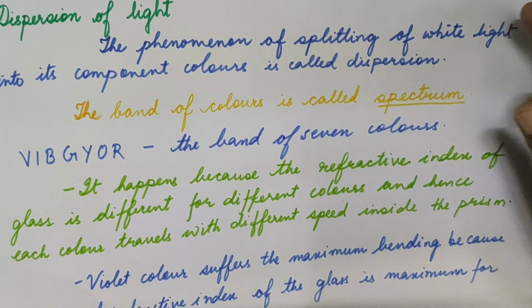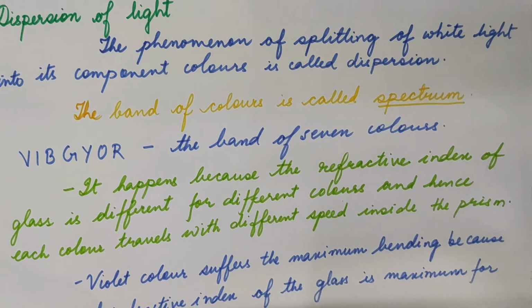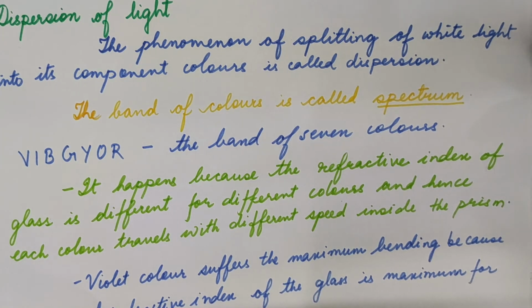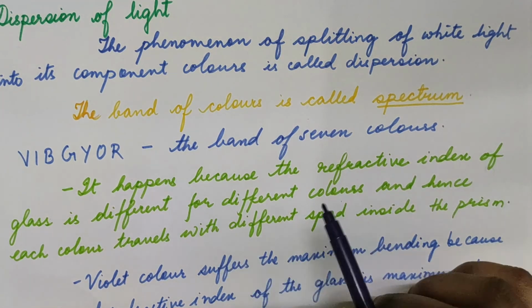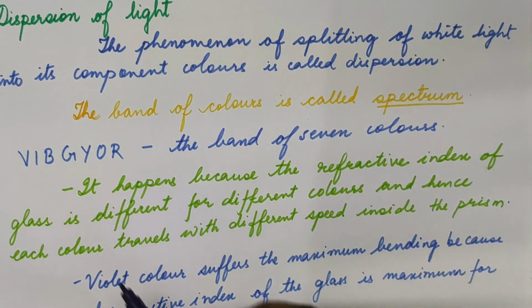So what actually happens? How is this prism able to split the white light into the 7 colors? It happens because the refractive index of the glass is different for different colors, and hence each color is traveling with a different speed inside the prism. So the speed will change. One will become slow, one will become a little faster than the other, and that is why the white light is seen to split into these 7 beautiful colors.